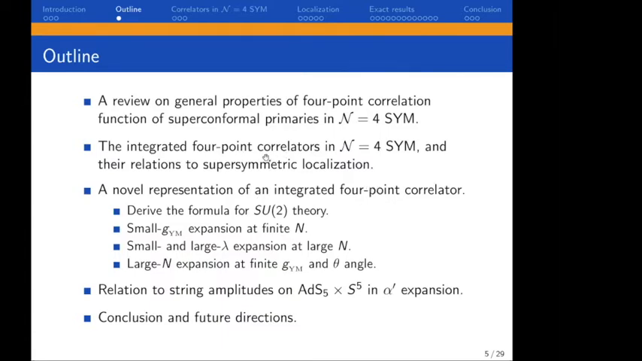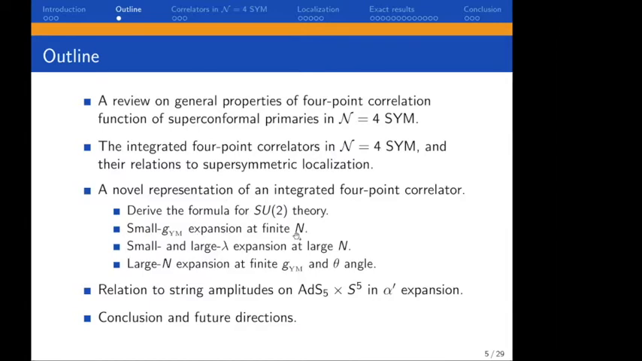After we set up the computation, we will present a representation of at least one of the integrated correlators. There are several of them, at least 2. We will present at least one in a very elegant way. And this formula we will present is a conjecture. So we will at least derive it for the SU(2) case. And for more general N, we will study it in various limits.